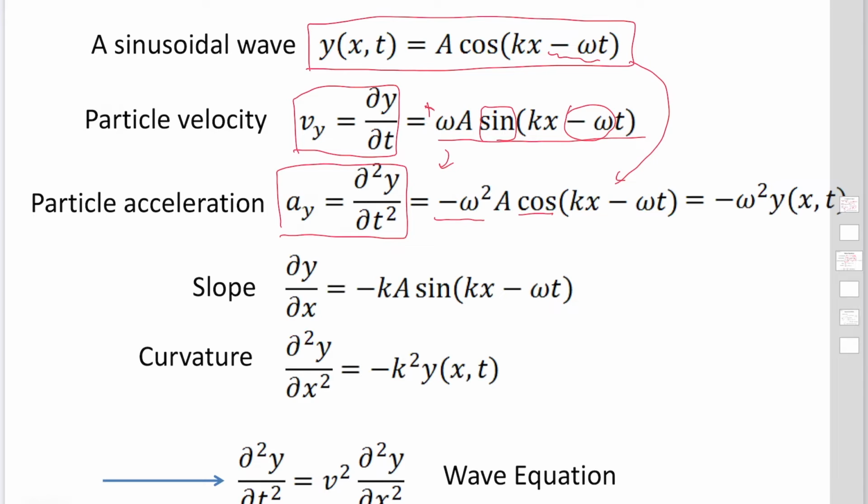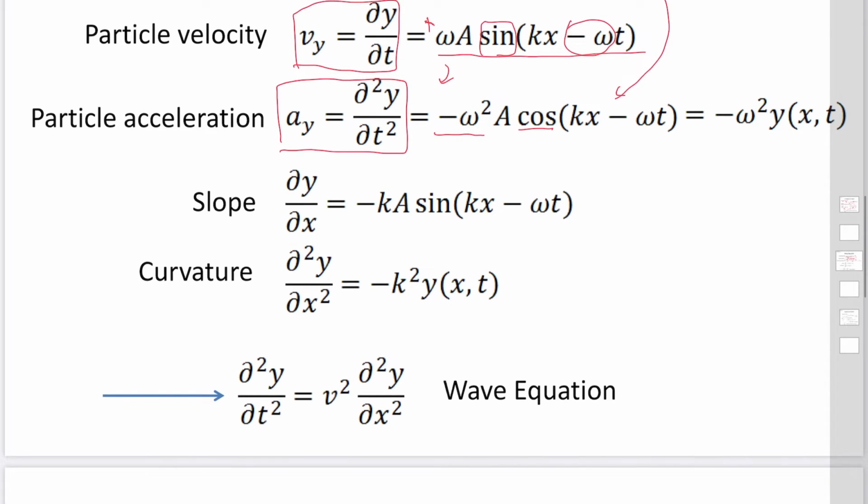Then on the other hand, we could calculate the slope of this wave function. The slope can be calculated just by derivatives. Find the partial derivative of y with respect to x. In this case, the derivative of cosine becomes a minus sign.